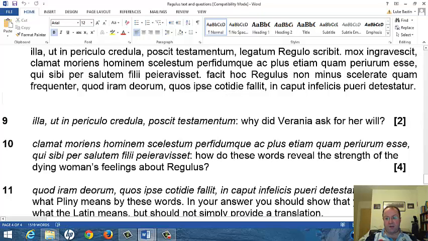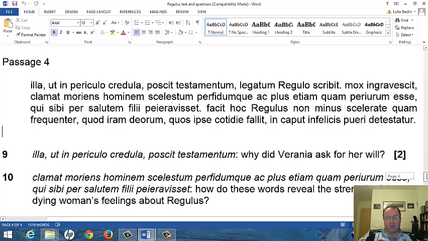Okay. One last go through from start to finish on section 4, and then we'll look at these questions very, very quickly. Okay, so Verania, when she believes she's in danger, demands the will. She writes an amount of money for Regulus. Soon she grows worse. She shouts, dying, that the man is wicked and treacherous even more than he is perjurous.